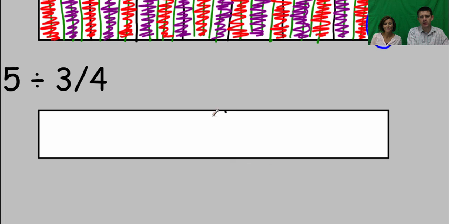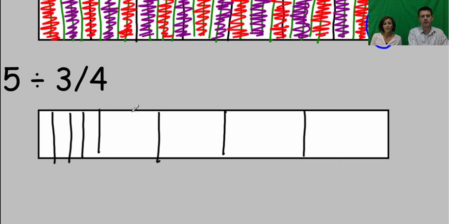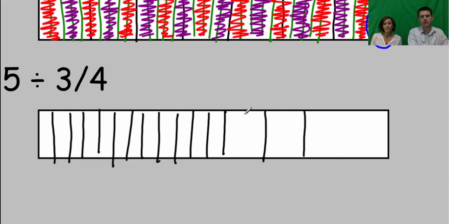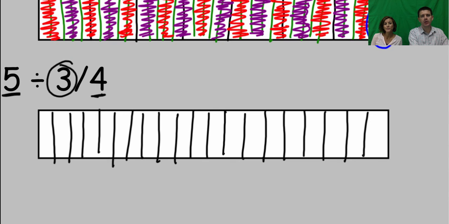So this time we got 1, 2, 3, 4, 5-ish. 4 parts. Those are going to be broken up into 4s. Okay. So we had 5 whole sections, or 5 big pieces, broken up into 4 parts. Now we're going to shade them in 3s. So I'm going to shade in this 3.